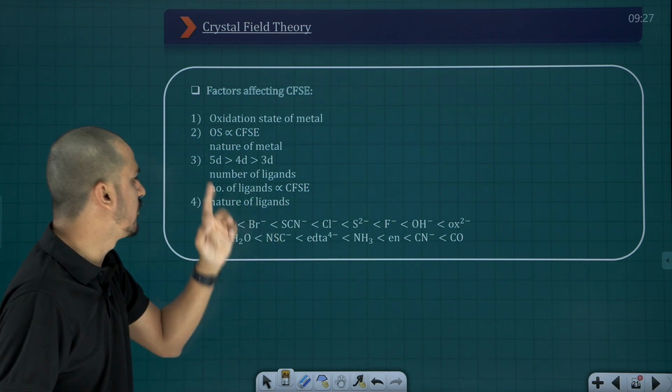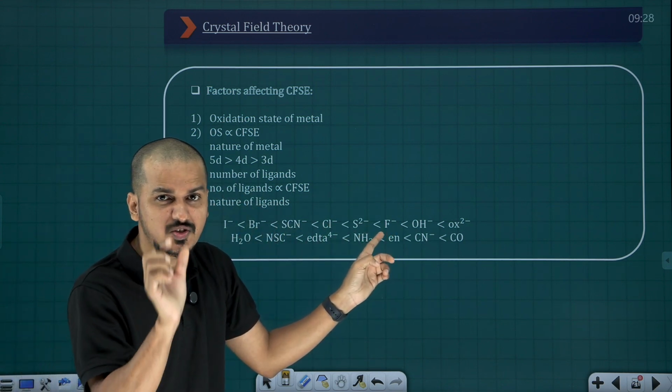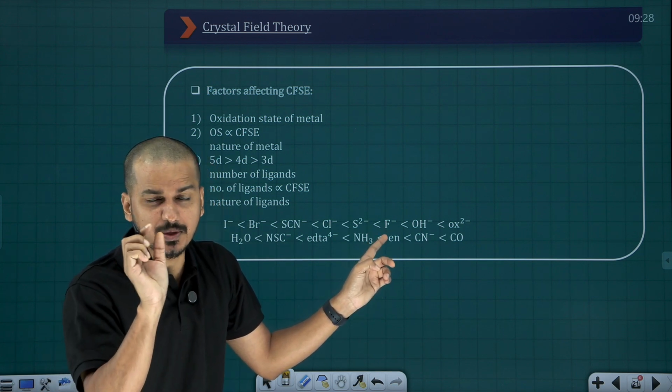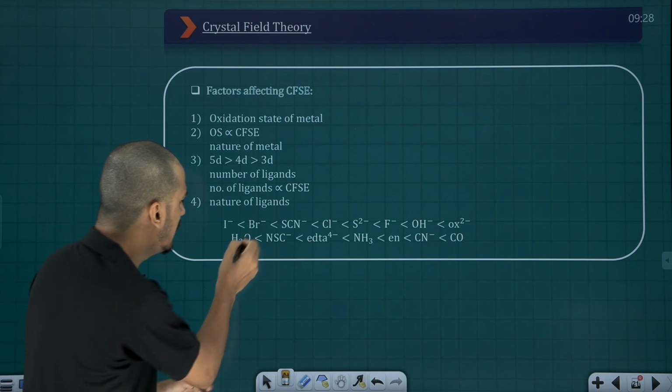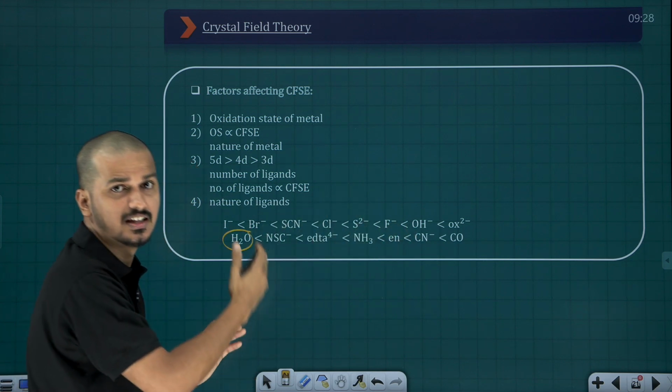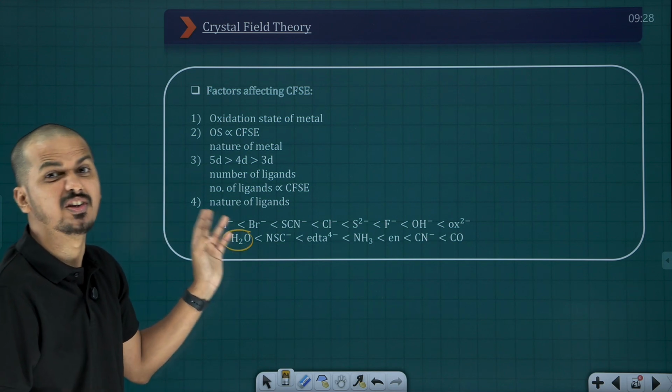And the nature of ligands. Nature of ligands means the ligands' field strength in increasing order. That is what is called the spectrochemical series. That idea you learned. The ones which are greater than water are called strong field ligands. Those lying below that are called weak field ligands.